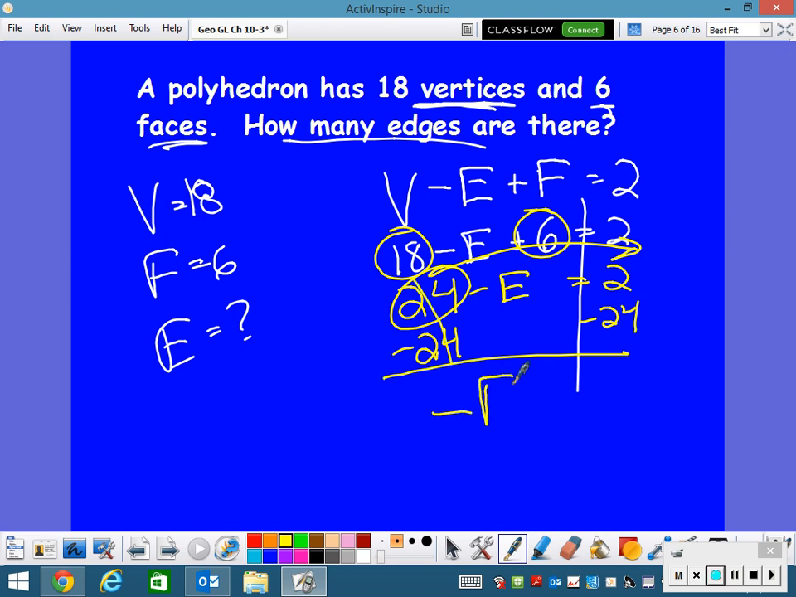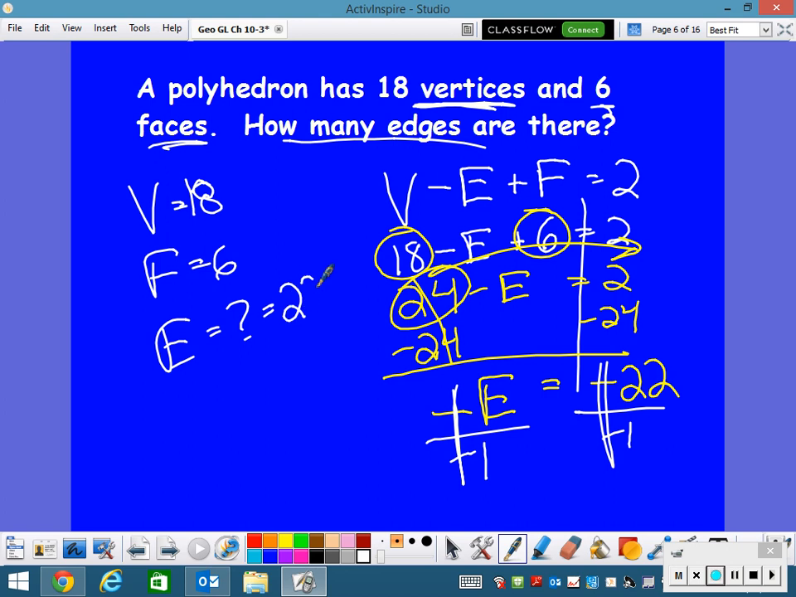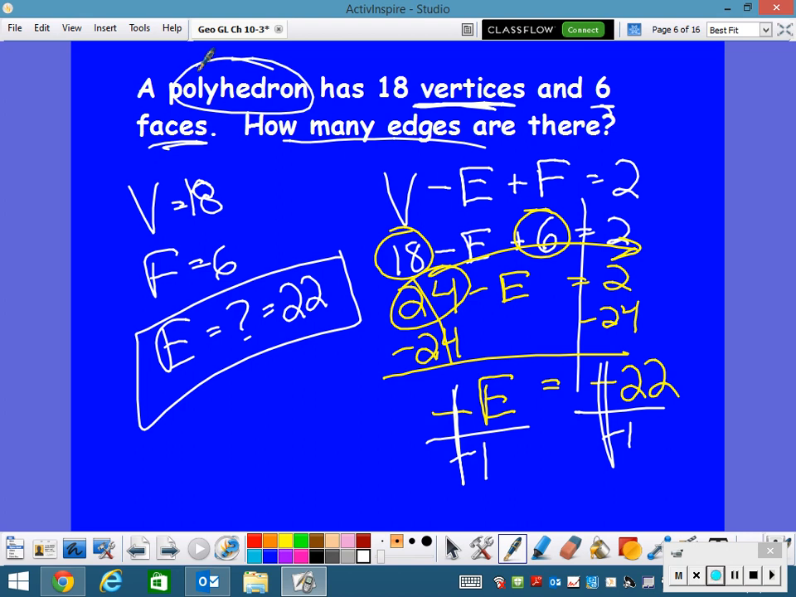Okay, so now I have negative E, because that's been a negative E this whole time, equals negative 22. Now, I don't really want negative E, so technically I'm going to divide by negative 1, which is going to make everything be positive now, so I flip the sign. So now I know that the edges are 22. There's 22 edges in the shape. So I didn't have to draw the shape. I didn't have to try to imagine it in my head. I just did the formula because I knew it was a polyhedron, so I could do Euler's formula. Questions at all? Okay.